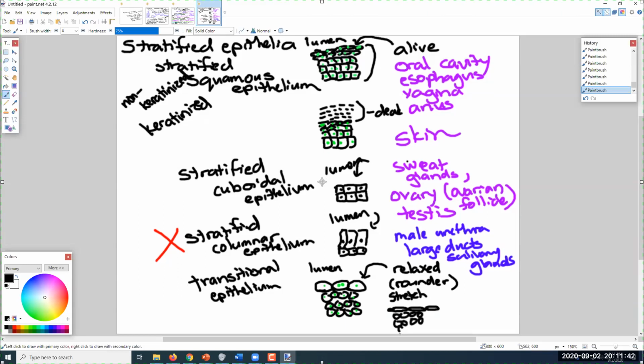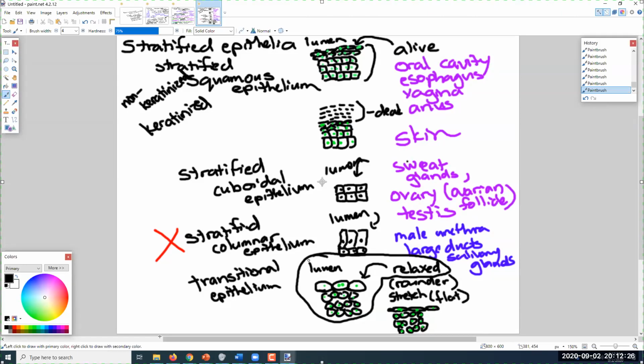So you might be wondering, well, how am I supposed to determine the stratified squamous epithelium from the transitional epithelium, right? And my answer to you is, so this is flat. My answer to you is that most likely I'm going to give you a picture when it's relaxed, okay? So that way you don't confuse yourself with the stratified squamous epithelium.